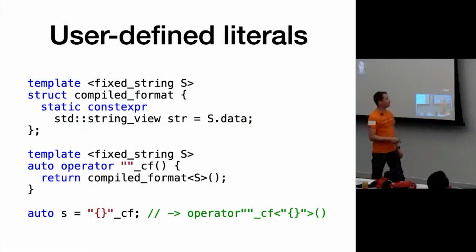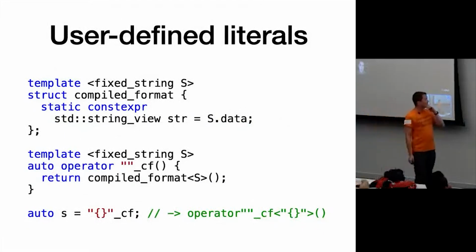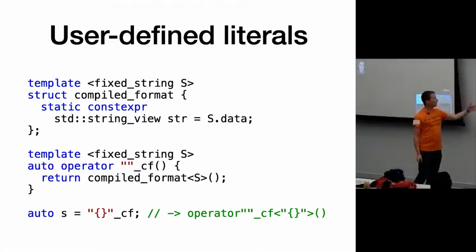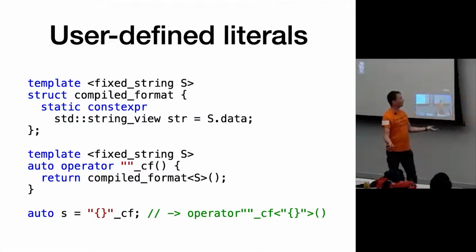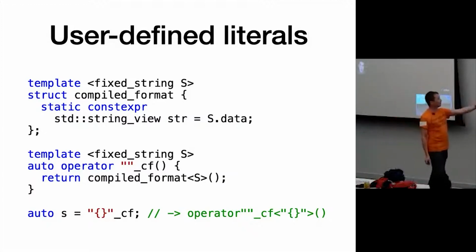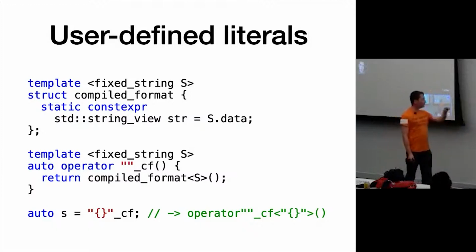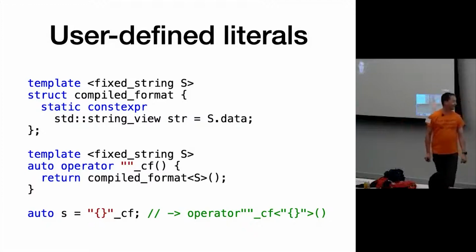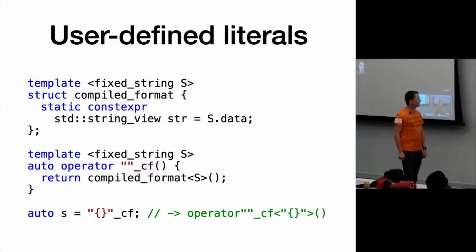So when do you use message? Instead, what we do, we use user-defined literals. In addition to that fixed string, we also have another struct called compiled format, which represents a compiled format string. We have this compiled format returned from our UDL. And it's a fancy UDL. UDLs were introduced in C++11, but this one is constant because it uses this MTTP. And it's kind of tricky.